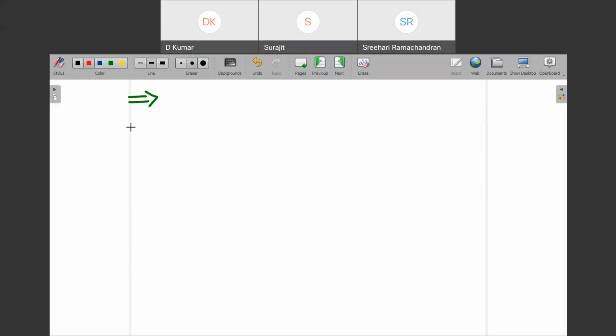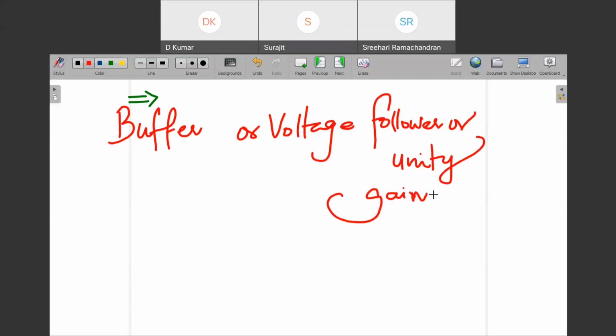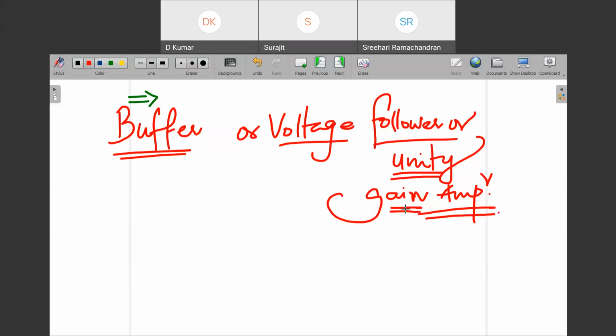Sure, sir. So write down the new topic, because already we have done many questions. We have already talked about the buffer. So now we will talk about the buffer, or you can say the voltage follower. It is also known as the voltage follower, or you can say the unity gain amplifier. So buffer or voltage follower or unity gain amplifier.